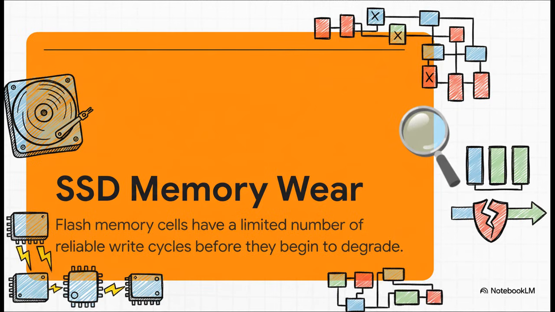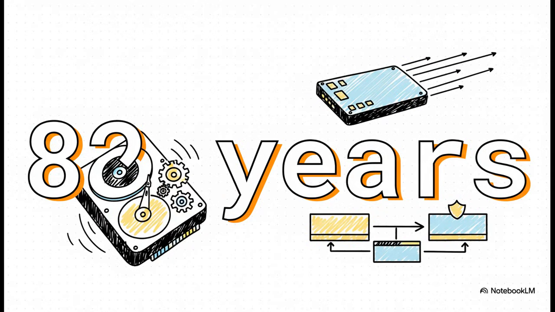See, the tiny individual memory cells inside an SSD can only be written to a certain number of times before they start to degrade. To fight this, SSDs use a really clever trick called wear leveling, which basically spreads out all the write operations evenly across all the cells to make sure they all wear down at the same rate. But is this something you actually need to worry about?